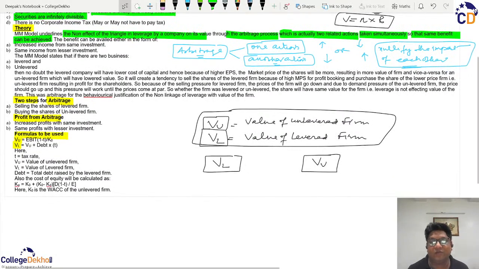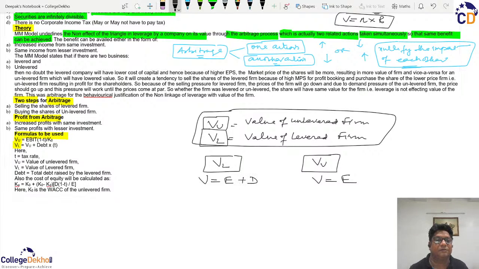यानी कि unlevered firm में value of the equity will be equal to the value of the firm. Whereas in the case of a levered firm, the value of the firm will be equal to the value of the equity plus the value of the debt. So V will be equal to E plus D because we have ignored the tax.